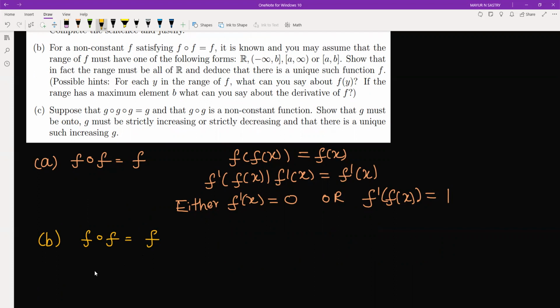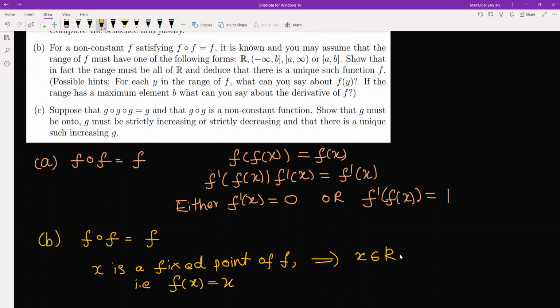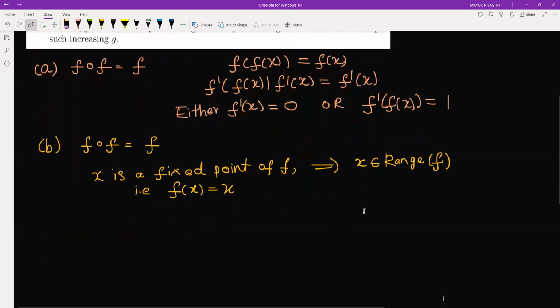First, we notice that if x say is a fixed point of f, which means to say that f of x is equal to x, i.e. f of x equals x, then x must be contained in the range of f. This is obvious because the preimage of x is x itself. But the crucial observation is that even the converse is true, which means that if x is in the range of f, then x is a fixed point of f.